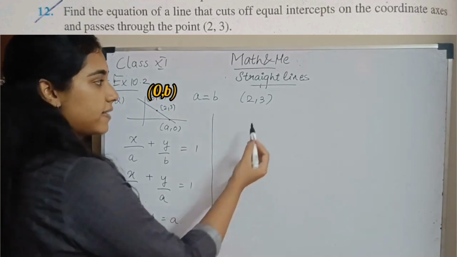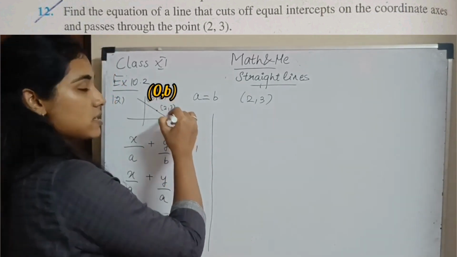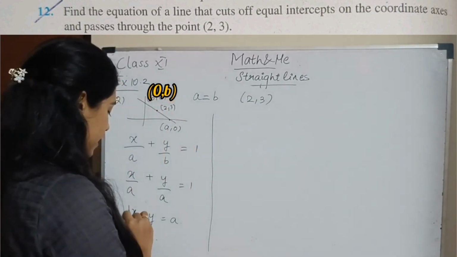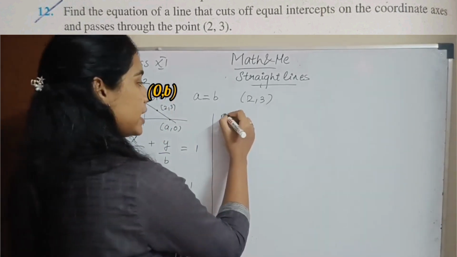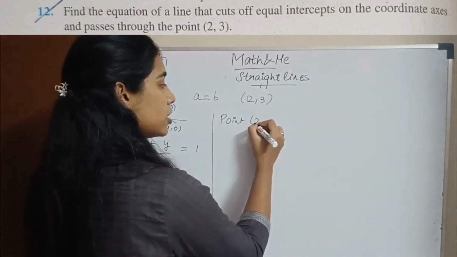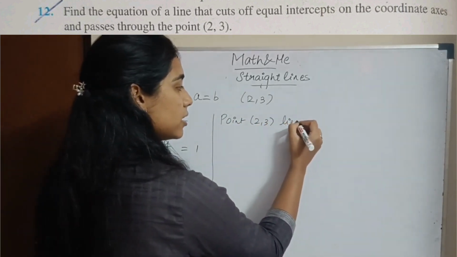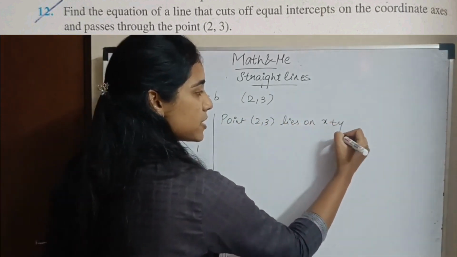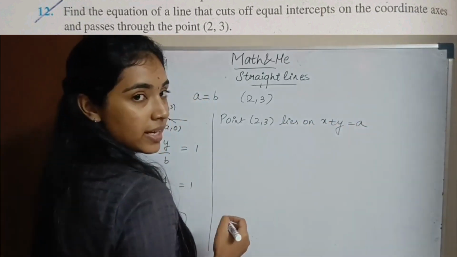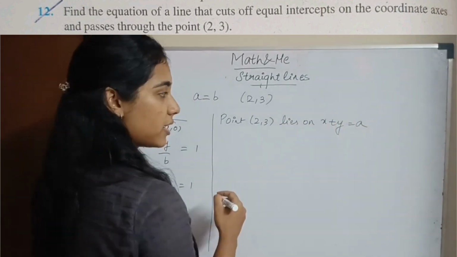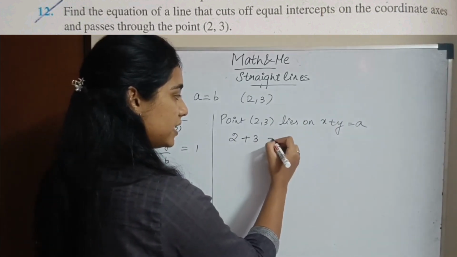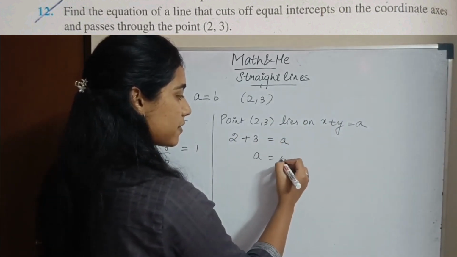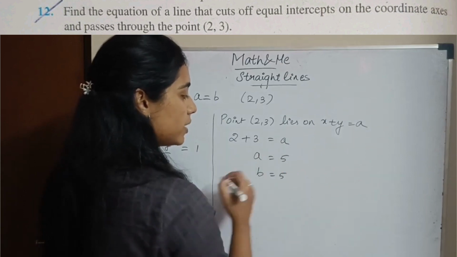In the question, it is said that (2, 3) lies on the line. And the equation of this line that we just found out is x plus y equals a. If point (2, 3) lies on x plus y equals a, then it should satisfy the equation, right? So you substitute for x and y: 2 plus 3 equals a. A equals 5, which means b is also equal to 5.